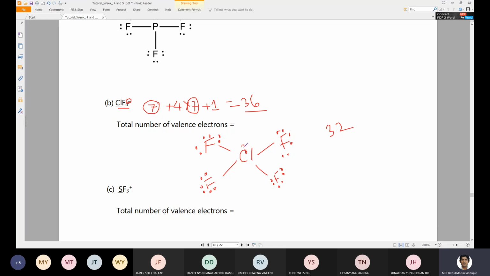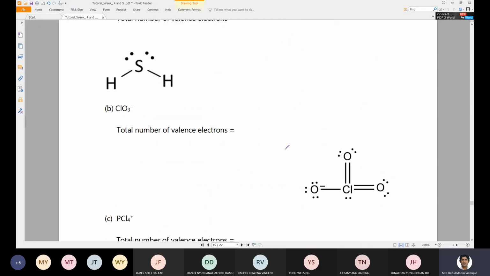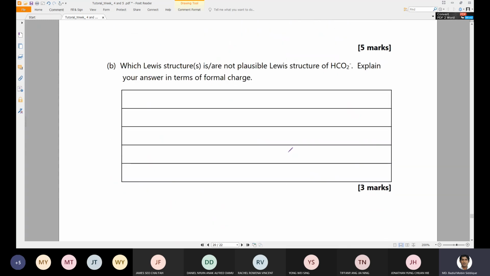Here what we can do is, since there are 4 extra electrons, we just put them on chlorine, because fluorine cannot extend its octet. It does not have d orbital, but chlorine has, so the other 4 electrons I put on chlorine, and then I put the negative charge here. Same thing goes for sulfur trifluoride, right? Okay, so these all are given.